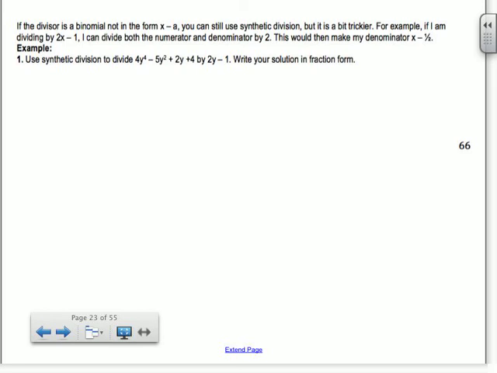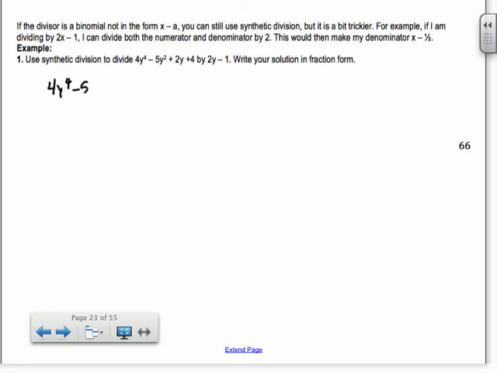Okay, so the last one, if the divisor is a binomial not in the form x minus a, but it's still a binomial, and it's linear. Remember, linear means x to the first, so it's not x squared or x cubed or anything like that. You can still use synthetic division, but it's a little bit trickier. So for example, if I'm dividing by 2x minus 1, you can divide both the numerator and denominator by 2. This would then make your denominator x minus 1/2. Okay, so here's what I mean by that.